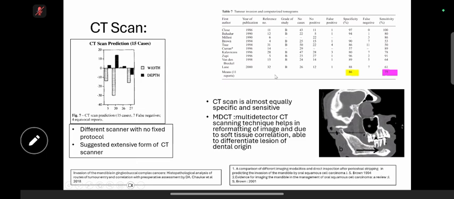However, in a 2001 article, they said that it has a specificity of 86% and sensitivity of 75%. In an article by Chalker et al., published in PMH, they said that CT scan is almost equally specific and sensitive, and the multi-detector CT scan has the ability to reformat the image and can differentiate it, because it has soft tissue correlation. It is able to differentiate a lesion of dental origin from one caused by a tumor.